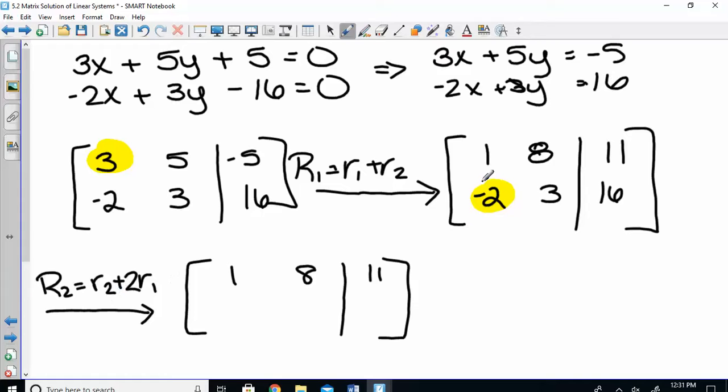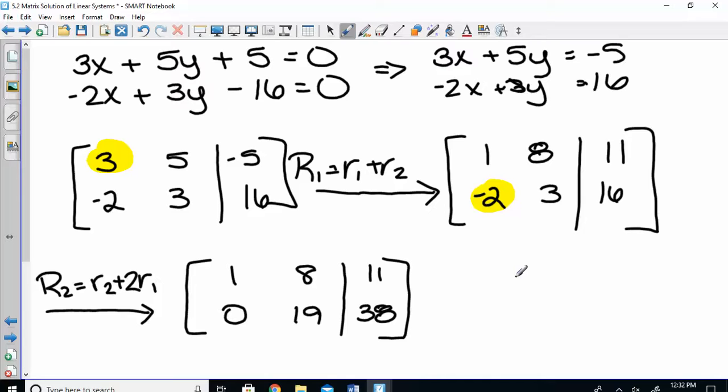So -2 plus 2 is 0. 3 plus 16 is 19. 2 times row 1. Oh, 2 times. 16 plus 22 would be 38.